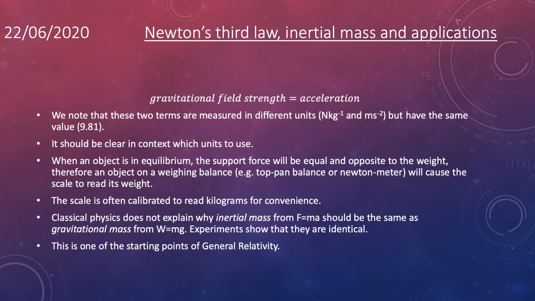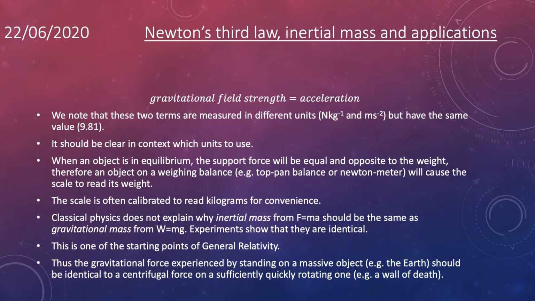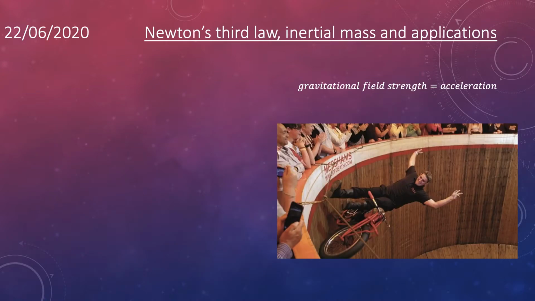That's one of the starting points of general relativity, that we can't tell the difference between standing on a massive object, for example the Earth, and standing in a centrifuge that's rotating sufficiently quickly, like a wall of death, for instance. Here is our wall of death. So the guy is spinning around in a circle, and it's equivalent to if he were on the ground. So the motorcycle appears to stick to the wall, and he appears to stick to the motorcycle. But what it really is, is that inertial mass and gravitational mass appear to be identical.